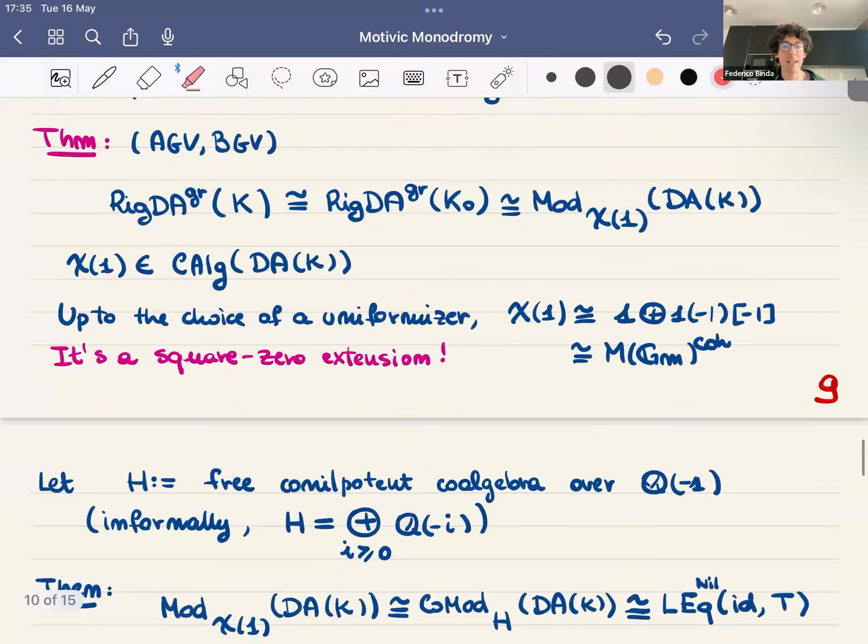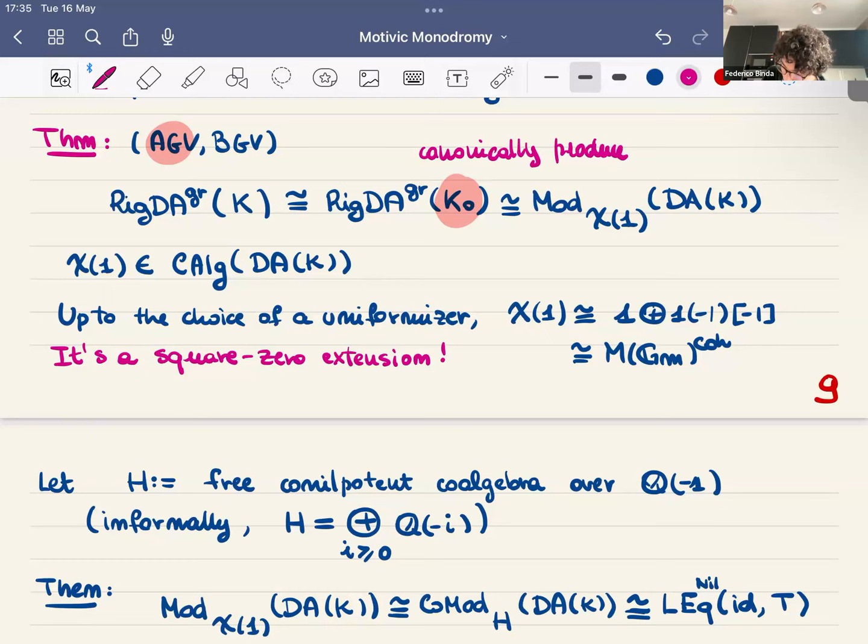Okay, so now I can actually state the main theorems here. The first one is due to Ayoub, Galauer, and Vezzani, an identification of RigDA^GR_K with RigDA^GR_{K_0}. And suddenly we see that if you restrict yourself to things which are in this category, you can canonically produce a K_0 structure.